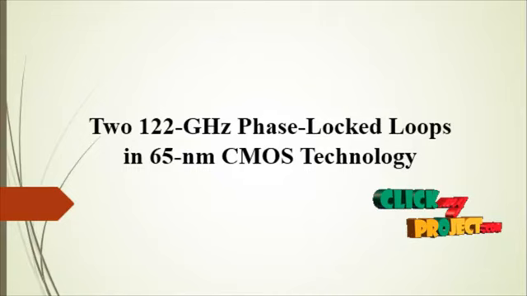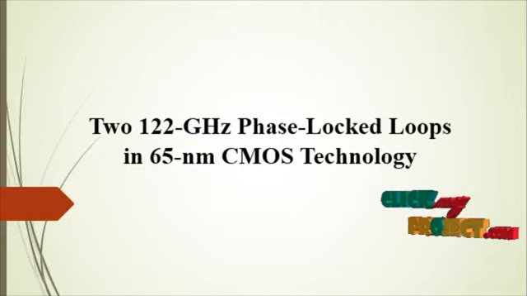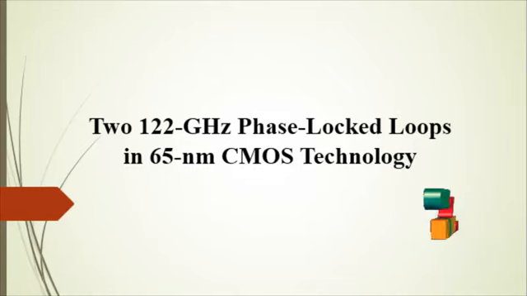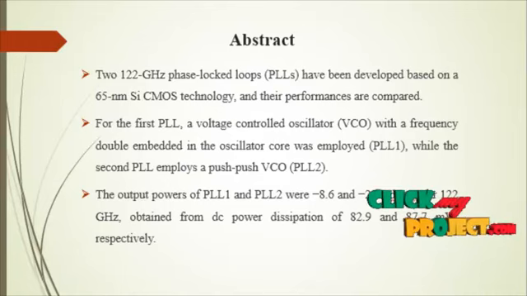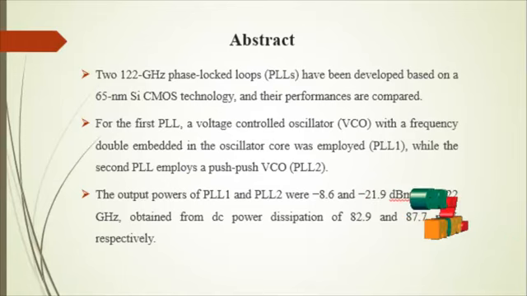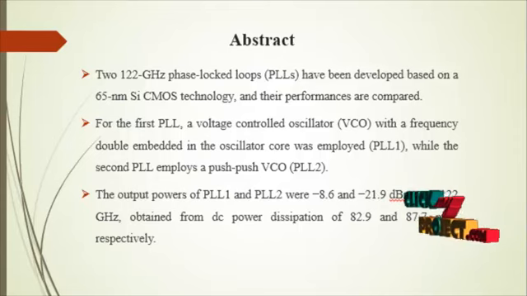Title of our product is two 122 GHz phase lock loops in 65nm CMOS technology. Abstract of our product is two 122 GHz phase lock loops have been developed based on the 65nm silicon CMOS technology, and their performances were compared in this process.